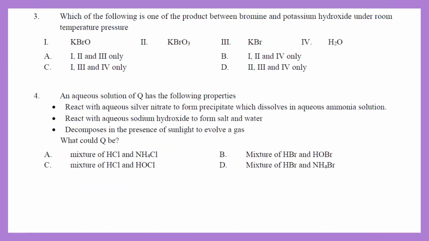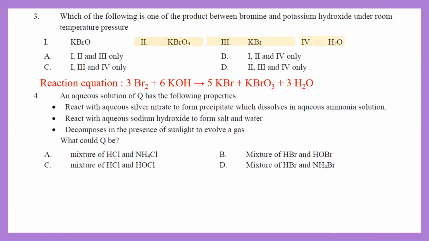Immediately we move to question number 3. Which of the following is one of the product between bromine and potassium hydroxide under room temperature pressure? So in here you have to know what are the reactions outcome. Bromine and iodine react with potassium hydroxide to straight away give potassium bromide and potassium bromate(V). Okay, so you produce KBr, KBrO3, and H2O. So the answer is 2, 3, and 4. Okay, so the answer is also D.